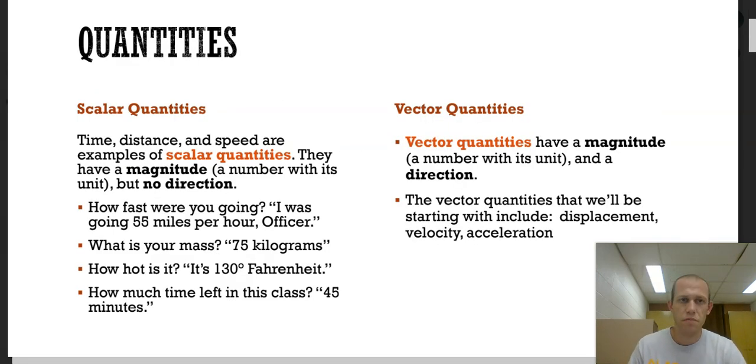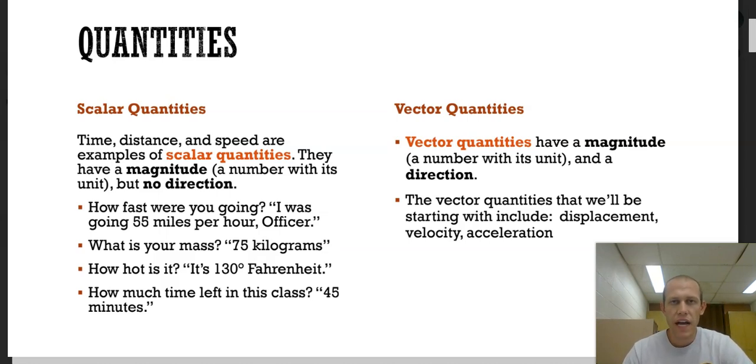Before we get into those topics, we need to talk about the different quantities we're going to use within physical science and physics. The first type of quantity is a scalar quantity, and a scalar quantity is a quantity that only has a magnitude. It doesn't have any direction associated with it.